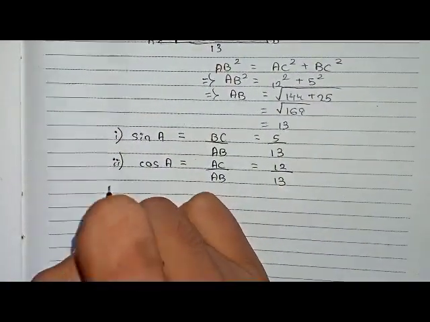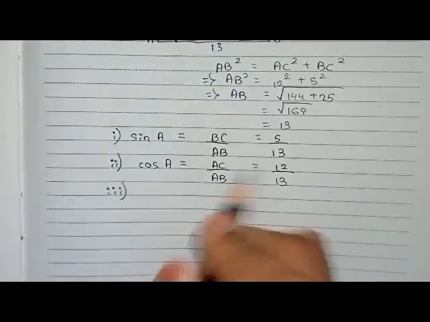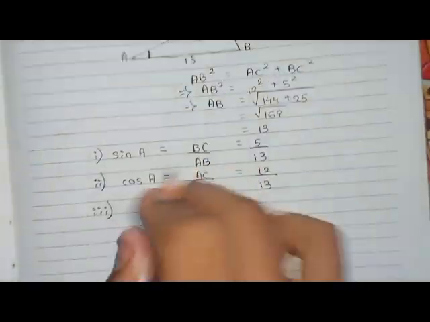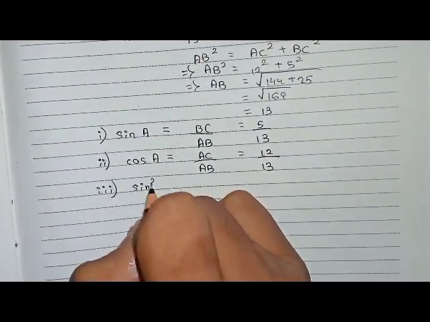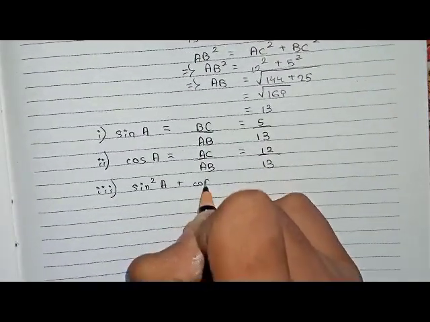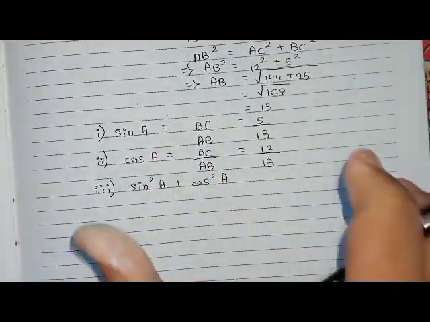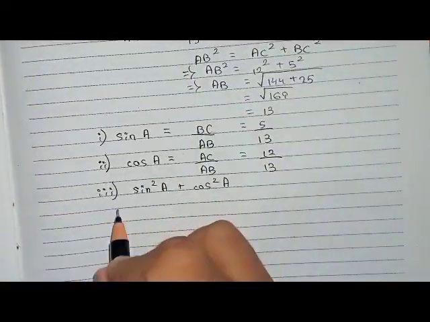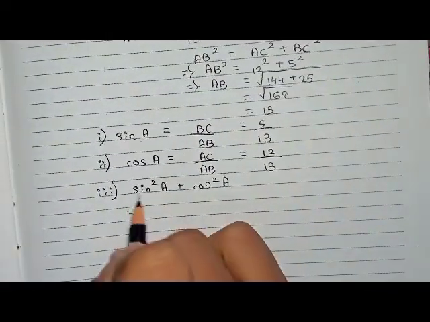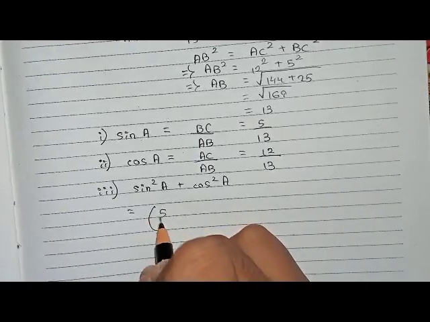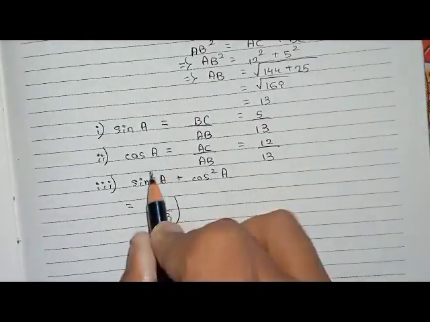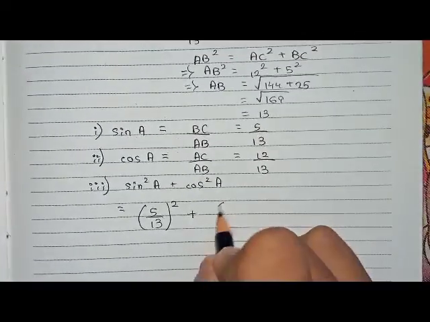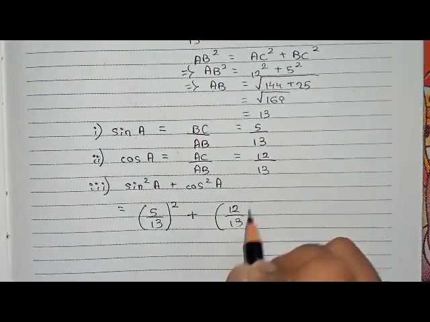Now the third question. The third question says sin squared A plus cos squared A. So you have already found the values, sin A is 5 by 13 and cos A is 12 by 13. So I put down the values here. Sin square means 5 by 13 to the power 2 plus cos square, the value of cos is 12 by 13 to the power 2.